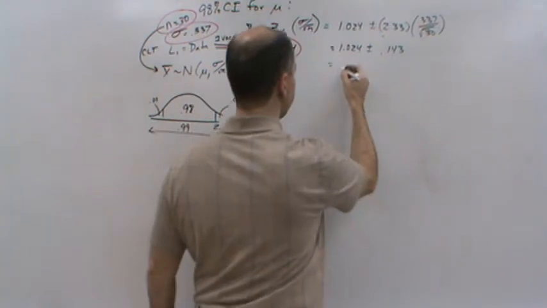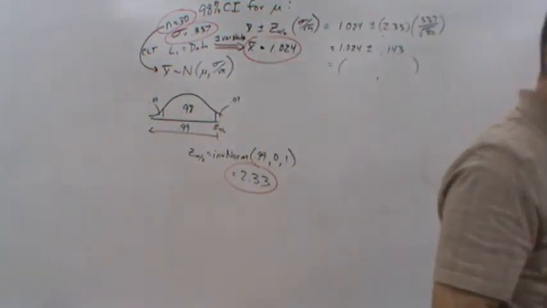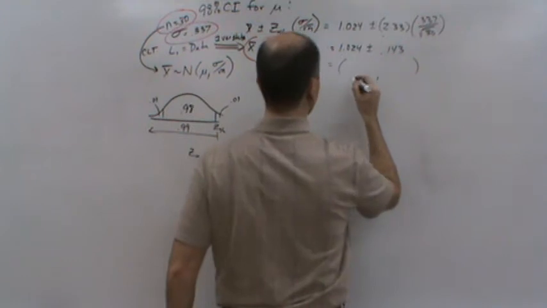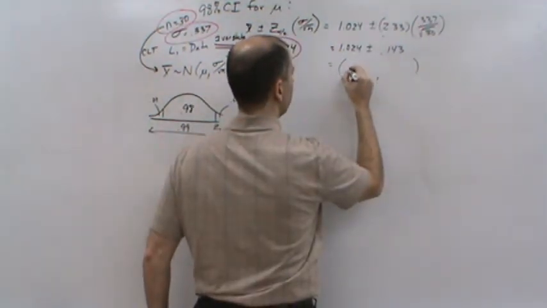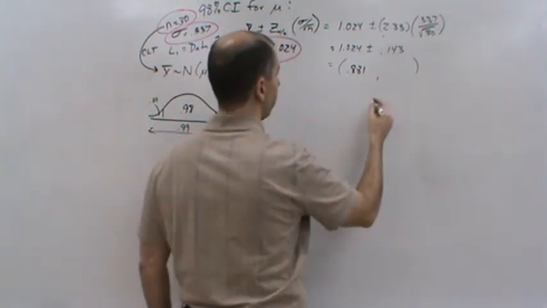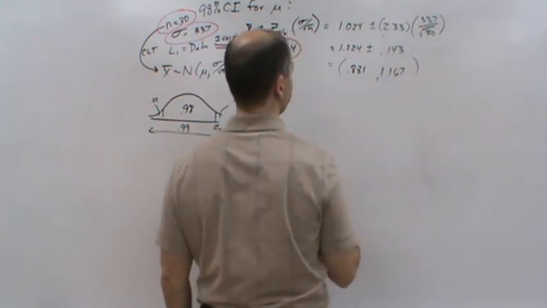And so now what do I get? Well, my left endpoint is going to be 0.881. And my right endpoint is going to be 1.167.